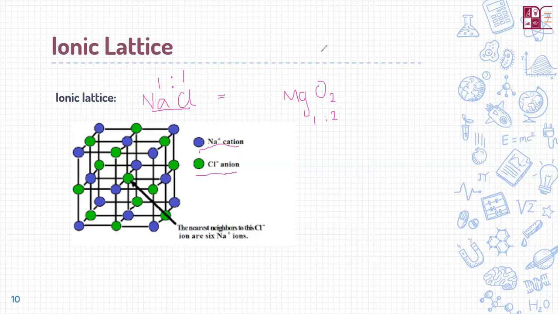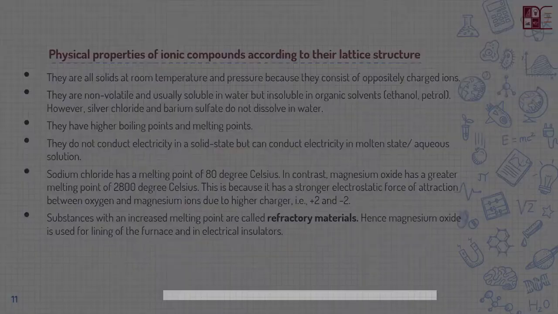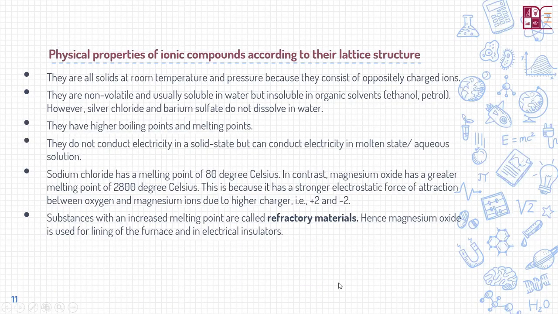Now coming to my next slide, these two slides are related because from this lattice structure, I'm going to tell you how you can think of the physical properties of ionic compounds. All ionic compounds have this giant lattice structure, which is why they have a strong electrostatic force of attraction between them because of the oppositely charged ions. This is the reason that at room temperature and pressure, RTP, they are solids.